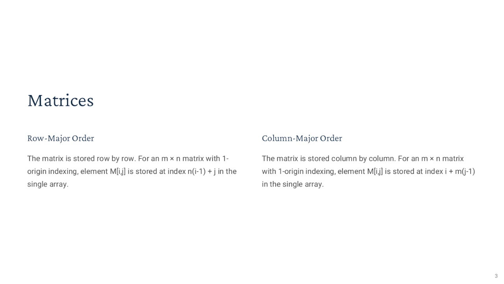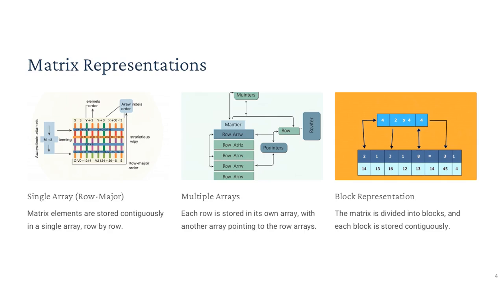For instance, ragged arrays, where rows or columns vary in size, allow dynamic configurations suited to irregular data. Block storage further optimizes access by dividing matrices into submatrices, which are processed in localized groups to improve performance in large-scale computations. Matrix representations. Matrix representation significantly influences computational performance.